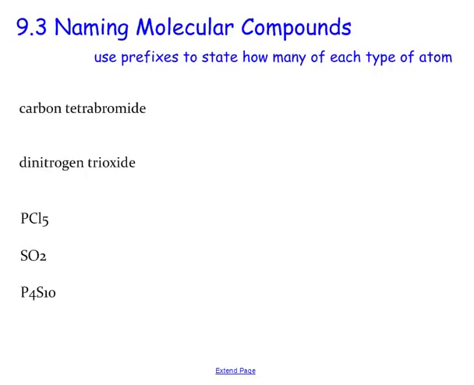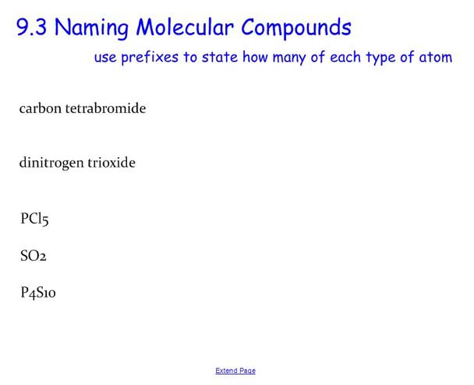This video lecture is meant to cover the information found in Section 3 of Chapter 9, which is all about naming molecular compounds. This material is covered in Objectives 5 and 6 on your Unit 8 Covalent Compounds Objective Sheet. So today in this video lecture, we're going to be learning how to name molecular compounds.